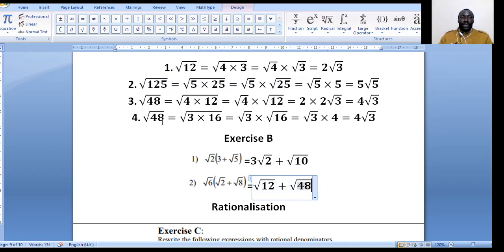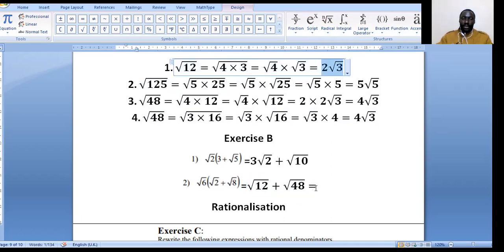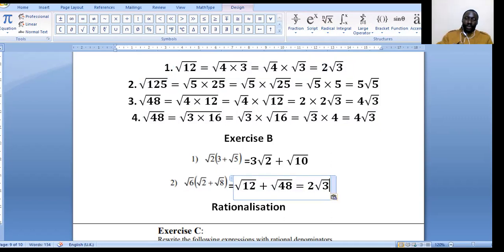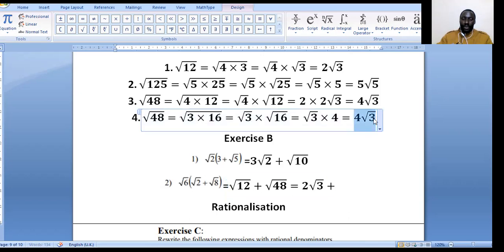Now, the good thing is we already have 48 here and 12 there. We can just substitute their values. So what will this be? Well, square root of 12 is 2 square root 3. Just get that right way, and we put it here. We have to add this to what? Square root of 48, which is what? 4 square root of 3. Right here. See?